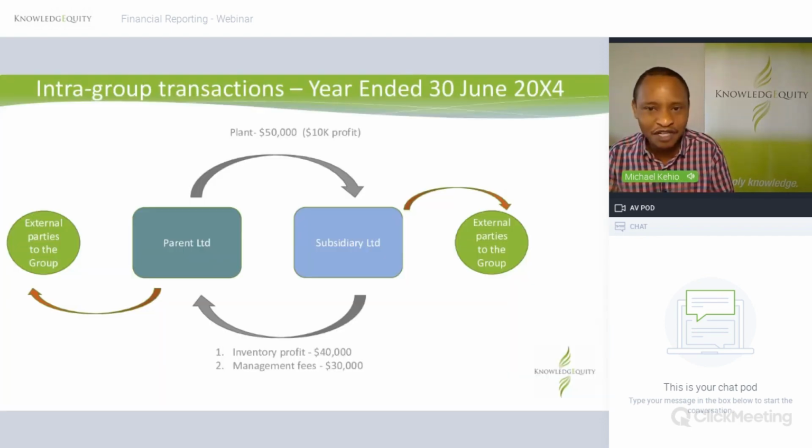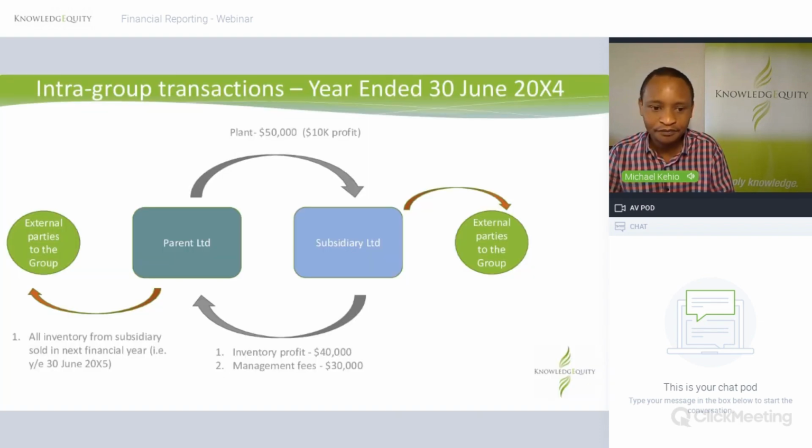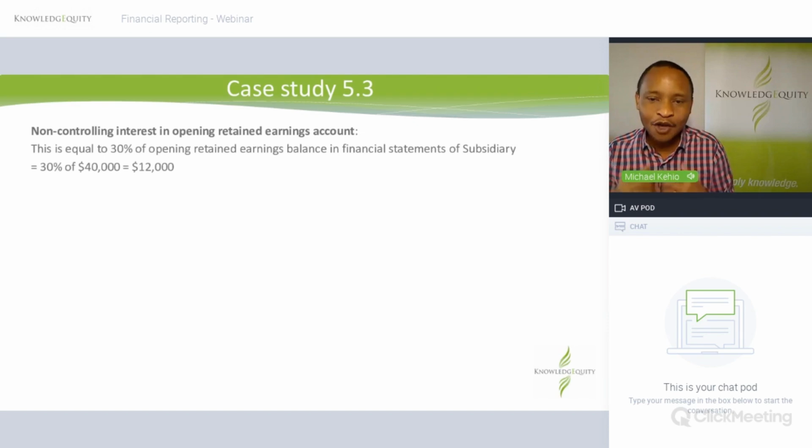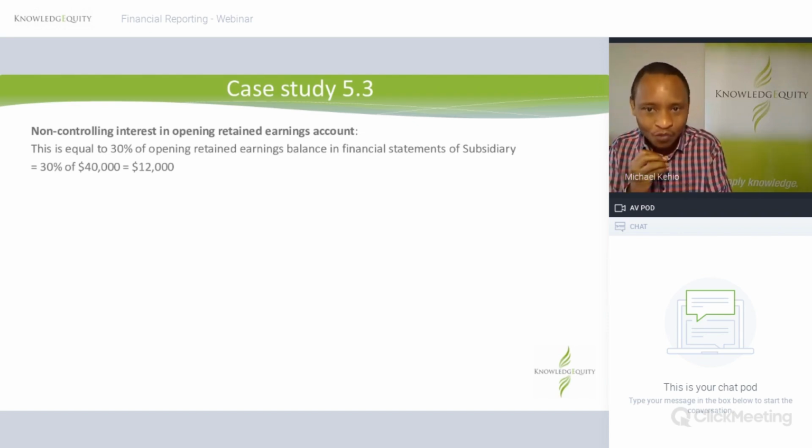Now, we also have management fees. Now, there is no unrealized profit on this. And so consequently, no need to adjust this item here. Now, the question tells us that after the end of the year 30th June 20x4, that inventory was sold during the year 30th June 20x5 to external parties. That essentially means that that unrealized profit has now become realized. So that should be able to give you a very good understanding of what has actually happened, what is unrealized, what is realized.